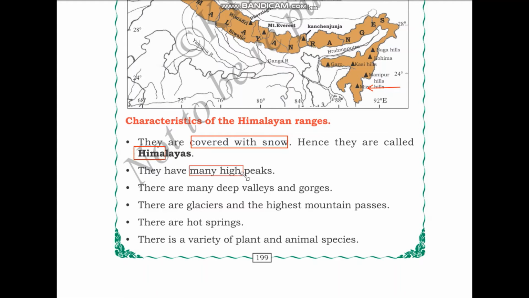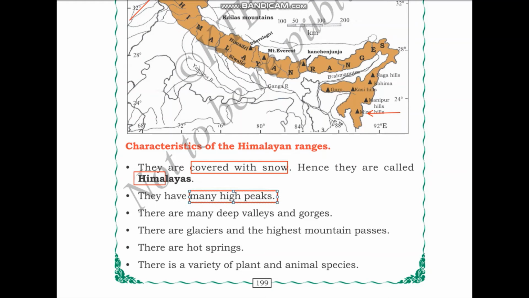They have many high peaks. As we can see here in the map, we have two peaks that have been illustrated for us. One is Mount Everest. This is the highest peak in the world. But this is not in India, this is in Nepal. The highest peak in India is Kanchenjunga, which is situated over here. We can also see some other peaks that are given, like the Himadri peak and the other peaks that are shown here. You can look at them in detail.